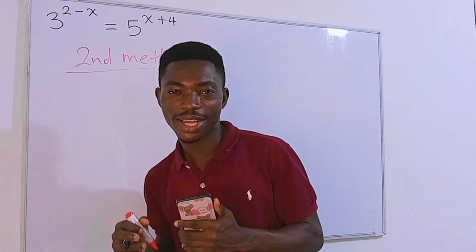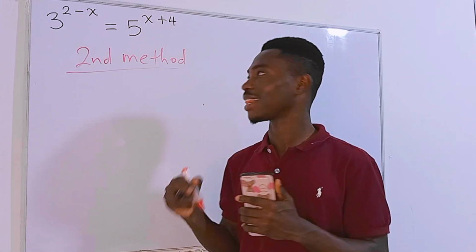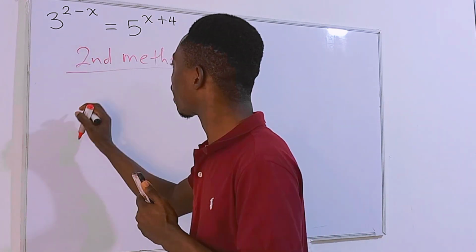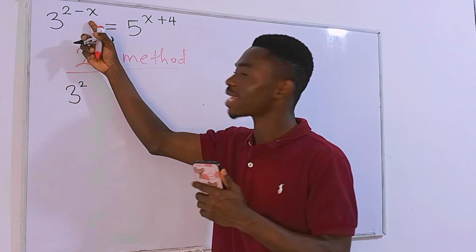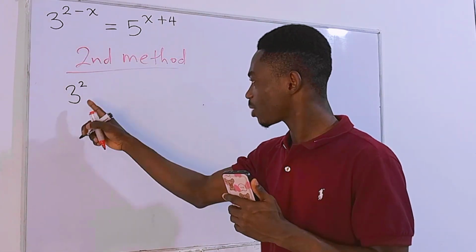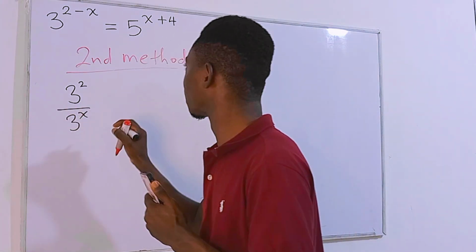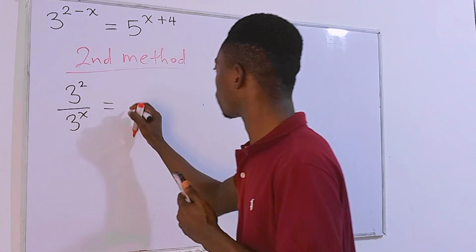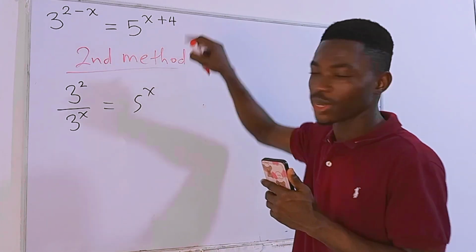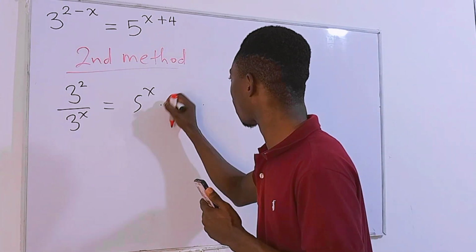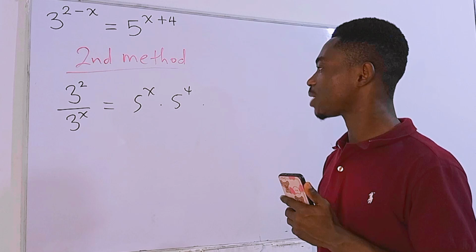Okay, so with this second method, we are going to be applying some of the rules in indices. Let's start. On the left-hand side of the equation, we have 3 to the second power. Then the minus x right here means that this right here is divided by 3 to the power x. And the right hand side, we also have 5 to the power x. Then plus 4 means that this right here is multiplied by 5 to the fourth power. As simple as that. Now check this out.